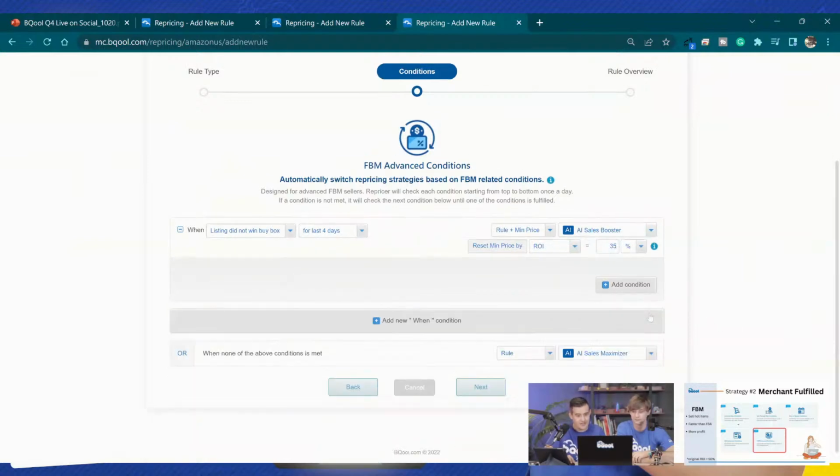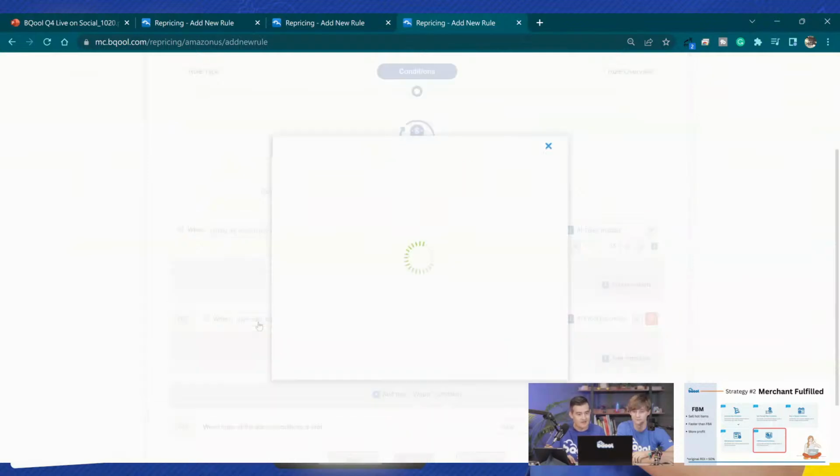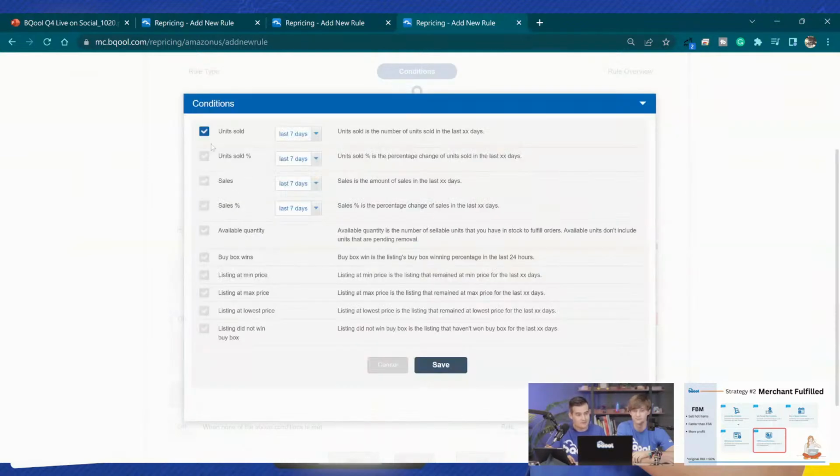Then I can create the same rule again, but this time it's a little bit different. Now I'm going to use listings that did not win the buy box. Again, you can see that for FBM, we have units sold, available quantity, the buy box wins, and also the price. So you can actually price the products by the price that's in the market as well.